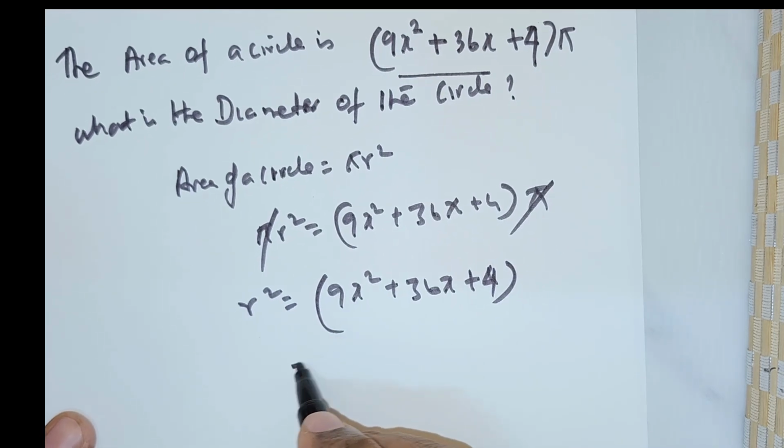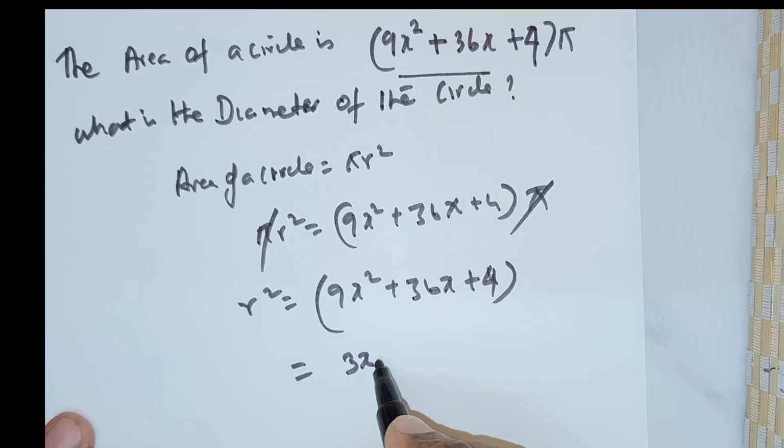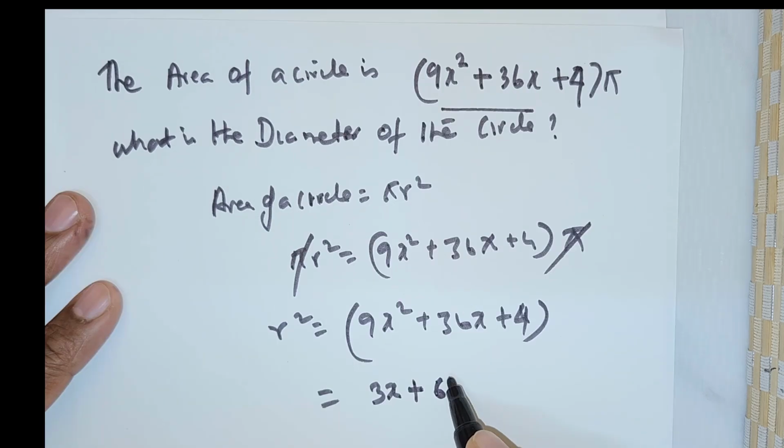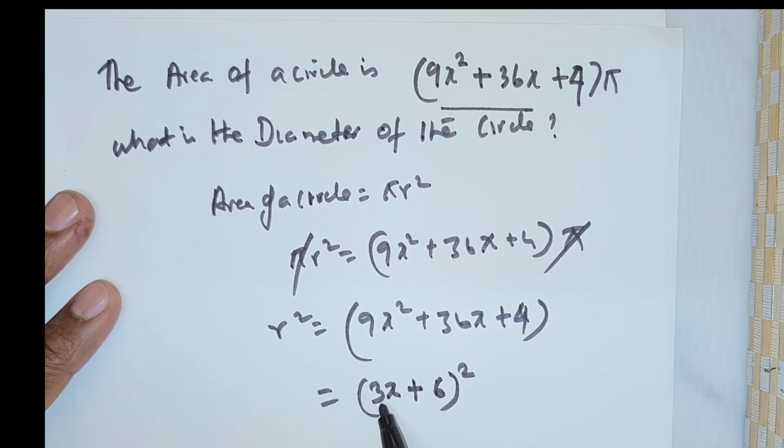Now can I rewrite this as (3x + 6)²? I'm going to place 6 there. If I were to square it, I would get the first term, 9x², plus 2ab, so 2 times 3 times 6, which is 36, followed by x.